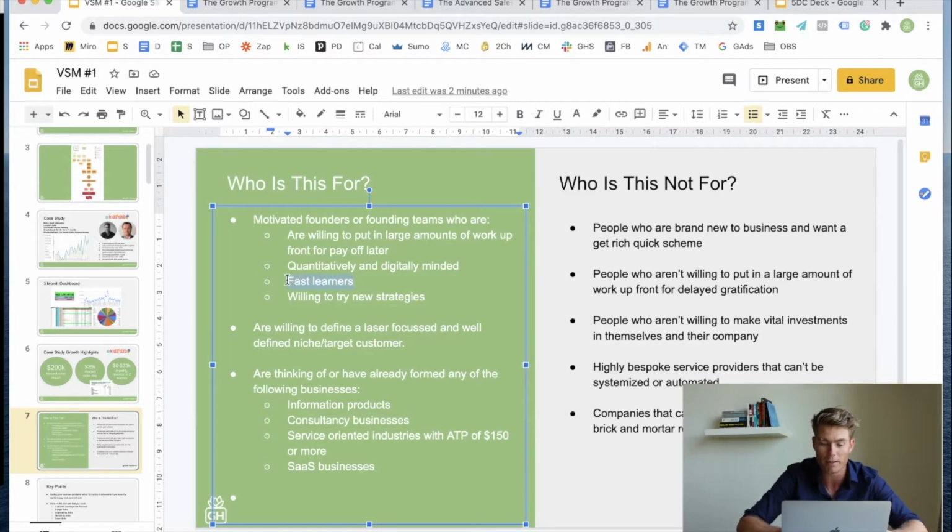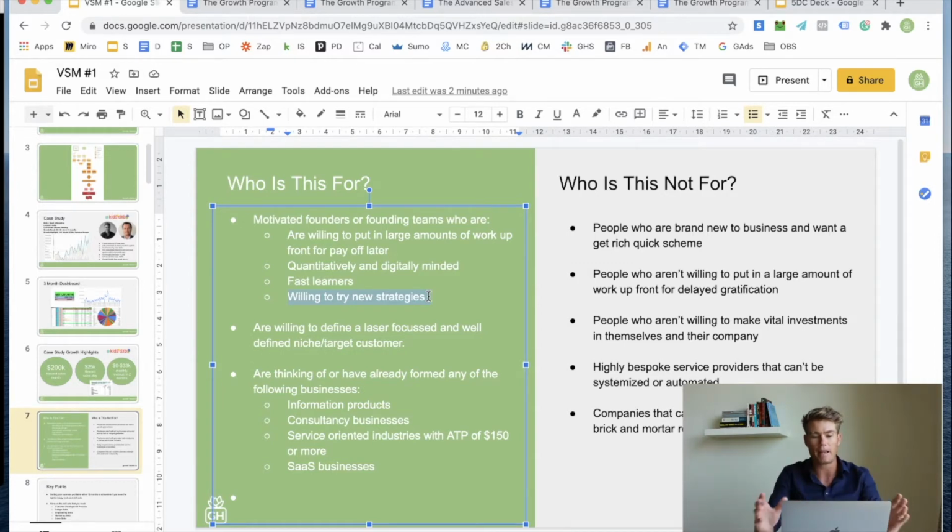You're going to need to be a fast learner. We cover a lot of topics. We cover marketing, sales, product strategy, business strategy, some system-based thinking techniques. You're going to need to be able to pick these up quite quickly. So this is for fast learners, and this is for people who are willing to try new strategies. Okay, this program is built on little known secrets that will help you to unlock 10x results, and not many people are using these strategies.